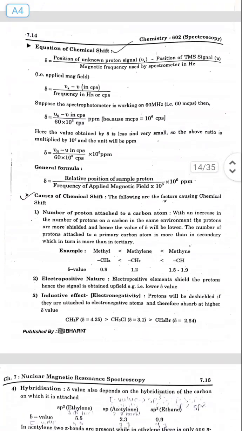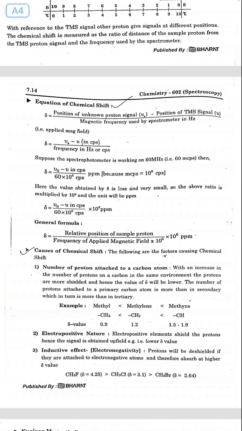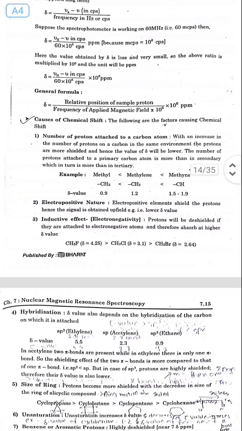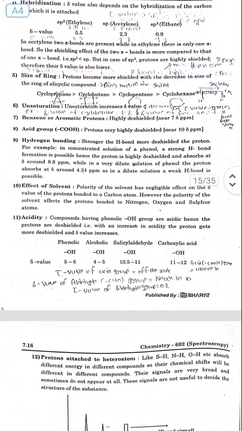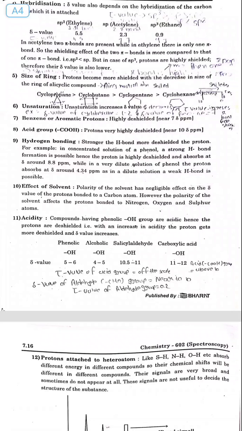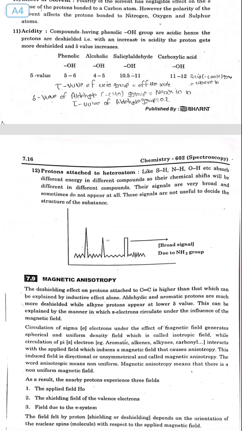We can also remember this: delta is the relative position of the sample proton divided by the frequency of the applied magnetic field, multiplied by 10 raised to 6 ppm. The causes of chemical shift are: electropositive nature or inductive effect, hybridization, size of ring, unsaturation, benzene or aromatic protons, acid group, hydrogen bonding, effect of solvent, and acidic proton attached to a heteroatom. You can see and confirm this, okay?